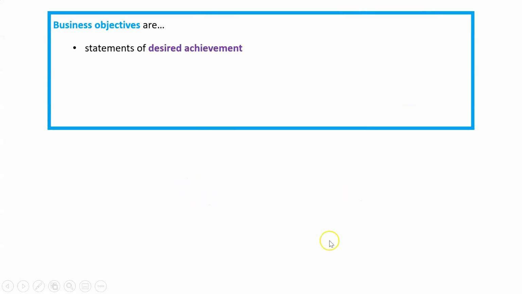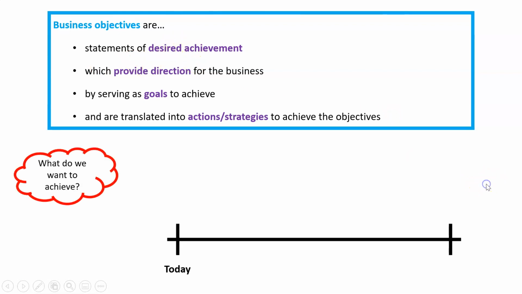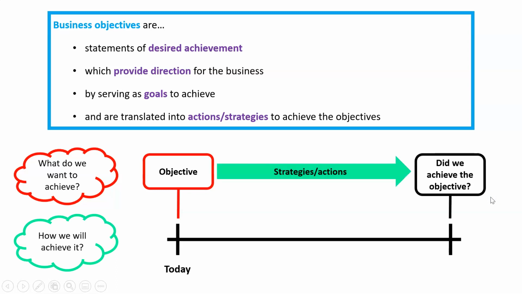Business objectives are statements of desired achievement which provide direction for the business by serving as goals to achieve, and then they're turned into actions or strategies. So very complicated definition, but do your best to try and remember all those parts in bold and highlighted. But basically what we're saying is if this is the business today, what do we want to achieve in the future? That's our objectives. And then all we've got to do is turn them into specific strategies that say how we will achieve it, and then we'll check whether we did achieve them in some of our later topics.